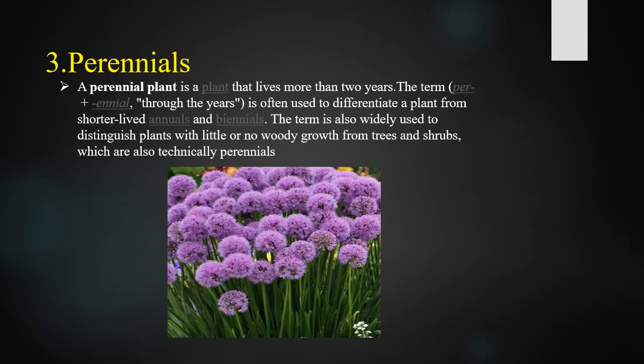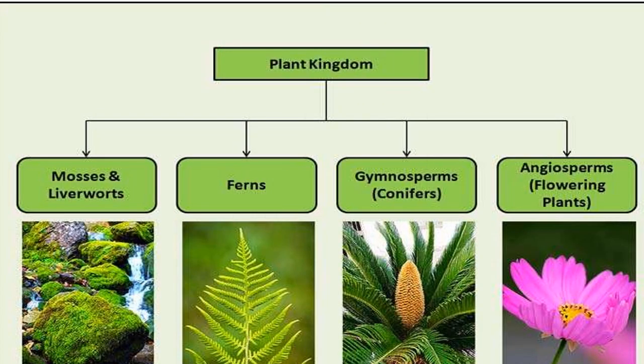Next one is the perennials that we have already seen. So perennials are the plants that live more than 2 years, we can say, right? So these plants survive for more than 2 years, that is herbs and shrubs which are technically perennials, we can say. Next slide we are going to see about plant kingdom.